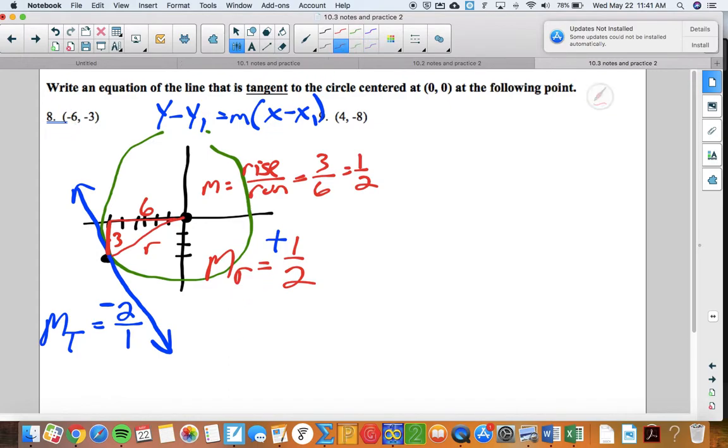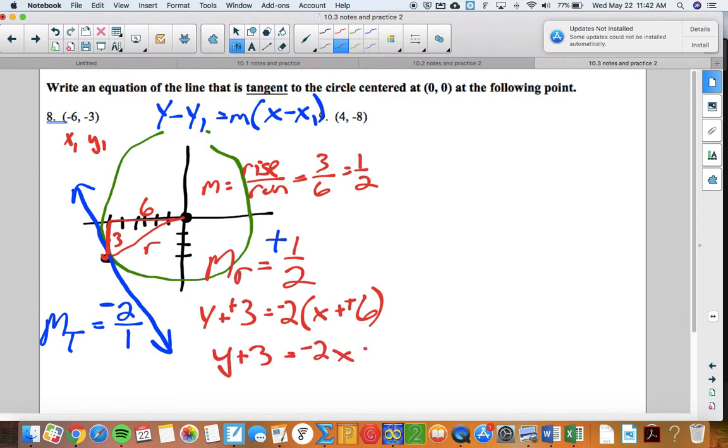So here's your x1 and y1. Here's the point that this slope goes through, right there. So y minus -3, which is the same as adding a positive 3. Slope is -2. -2 over 1, but I don't need that over 1. And then x minus -6, which is the same as x plus a positive 6, adding the opposite. Then you distribute.